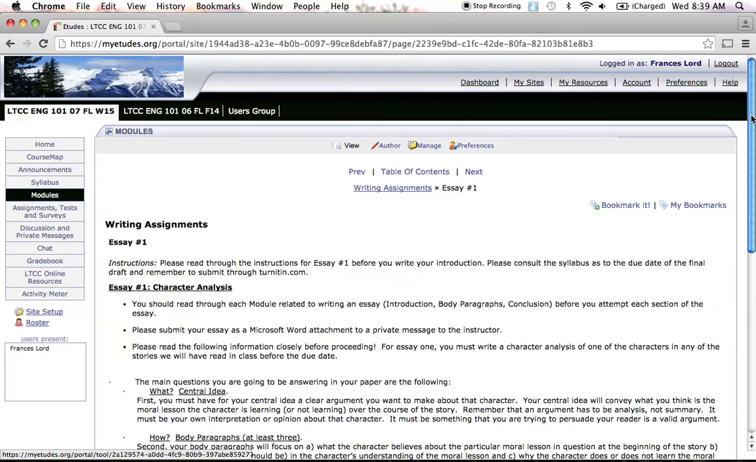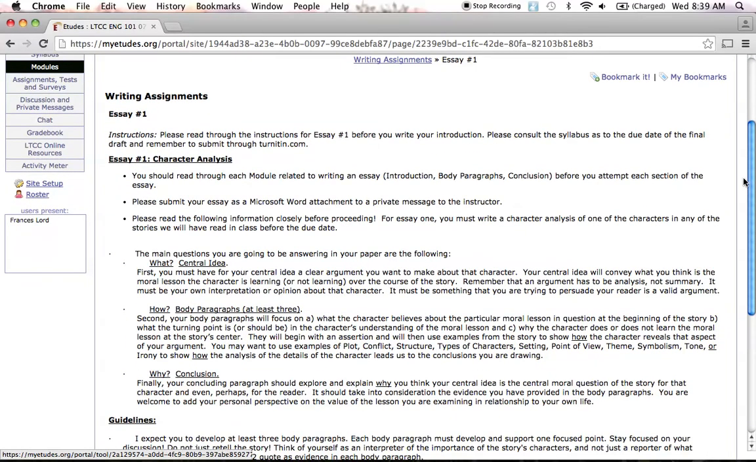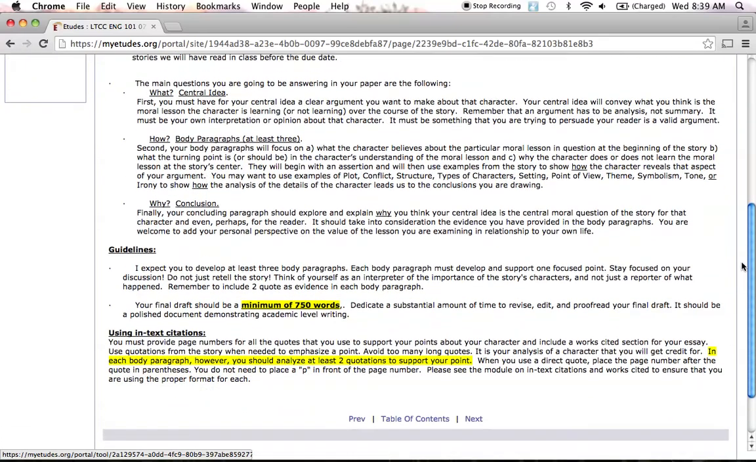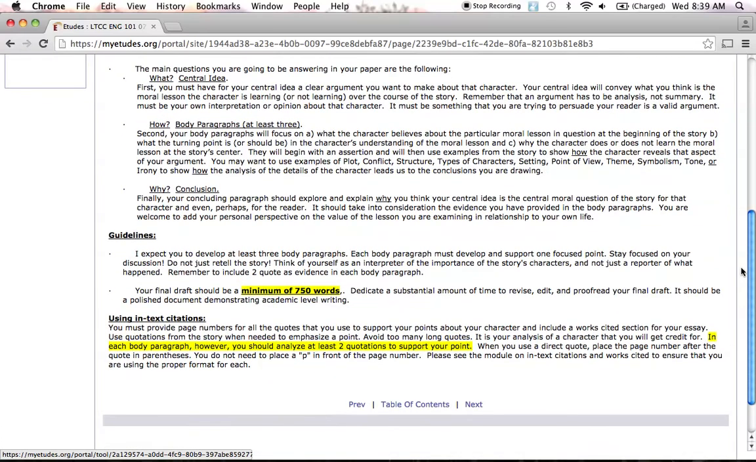Okay, essay number 1. It says read through the instructions for essay number 1 before you write your introduction. So I'm going to scroll down and ignore some of the top part because we want to really know the meat of what we're doing for essay number 1 before we write this introduction. So, you know this is a character analysis, and specifically your central idea. It says first you have to have for your central idea a clear argument you want to make about your character. Your central idea will convey what you think is the moral lesson the character is learning or not learning over the course of the story.